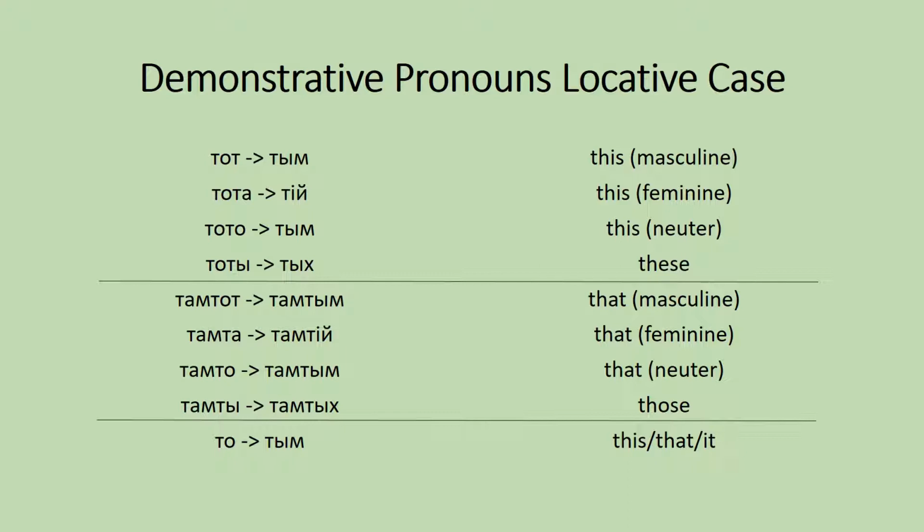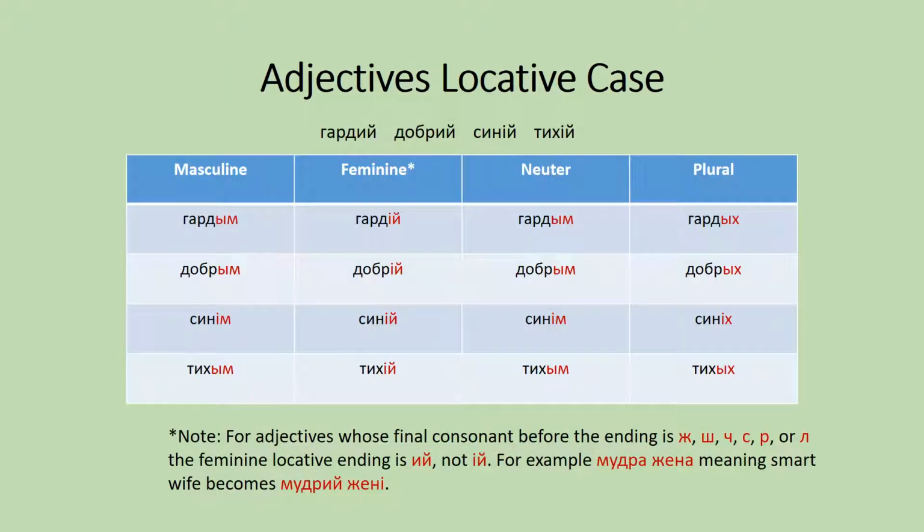Ta, meaning this, that, or it, becomes tum. Adjectives in the locative case. Now we will go over adjective endings in the locative case of 4 adjectives we've learned in a previous lesson: hardej, dobrej, syniej, and tychej.